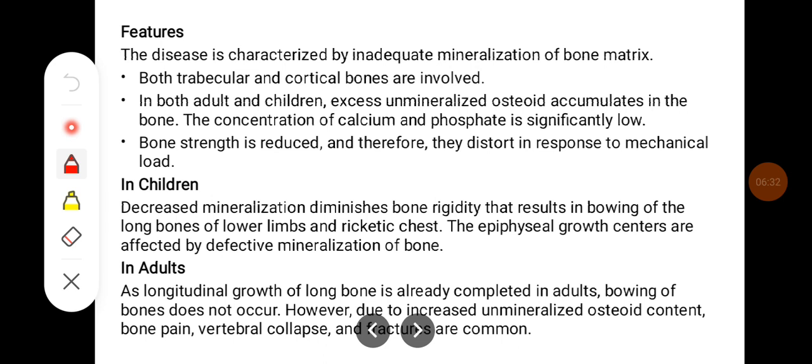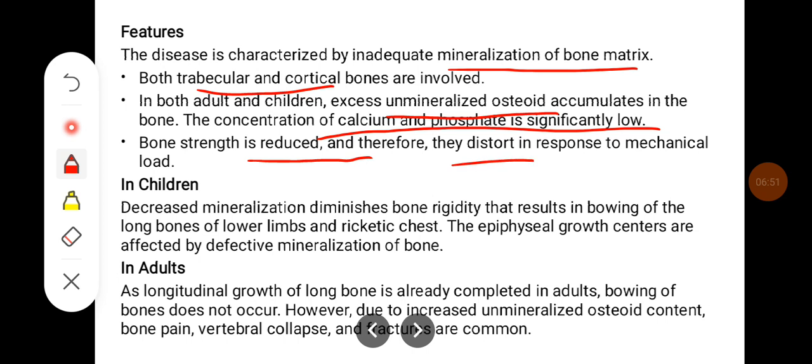The disease is characterized by inadequate mineralization of the bone matrix. Both trabecular and cortical bones are involved. In both adult and children, excess unmineralized osteoid accumulates in the bone. The concentration of calcium and phosphate is significantly low. Bone strength is reduced and therefore they distort in response to mechanical load.